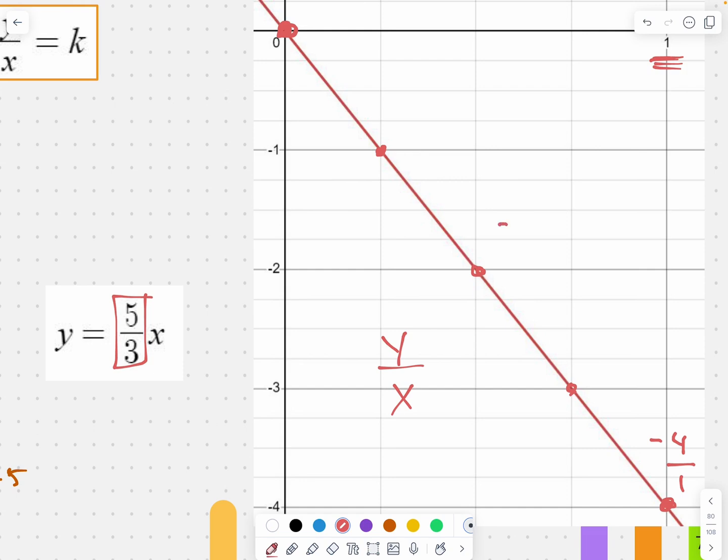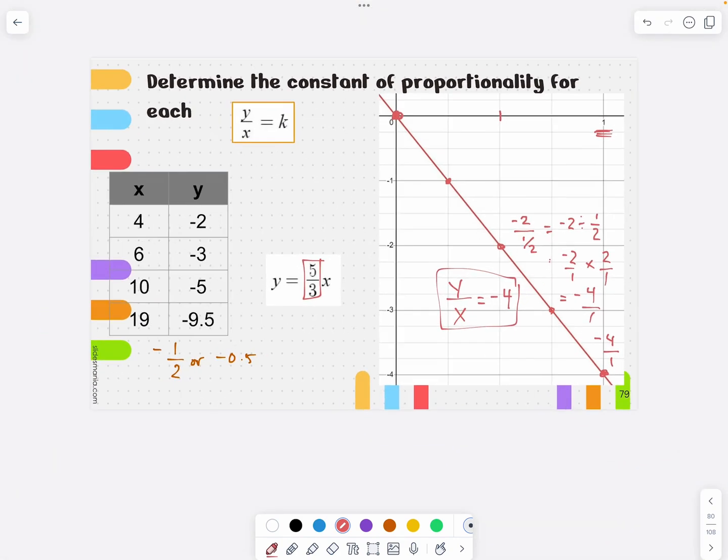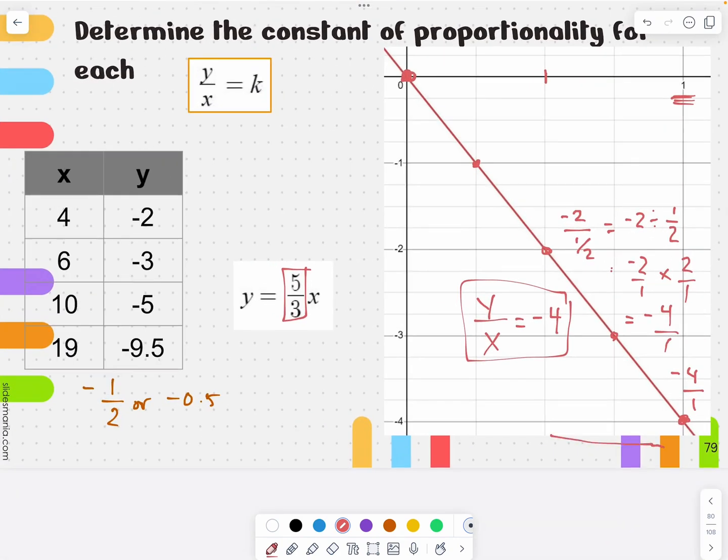The middle point, the y value is -2. The x value up there is 1/2. I could still get there because we know how to divide fractions. -2 divided by 1/2 is the same as -2 times 2 over 1, and you get -4 over 1. -4 over 1 just means the constant of proportionality is -4. Okay, so that's the idea of constants of proportionality.